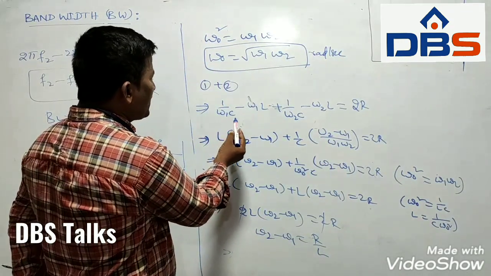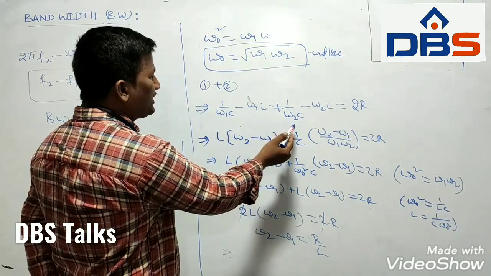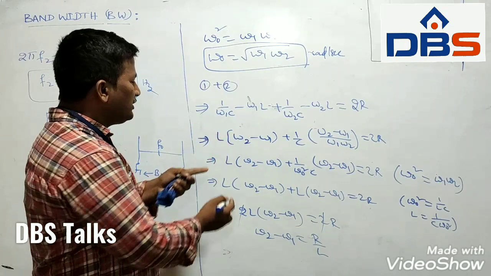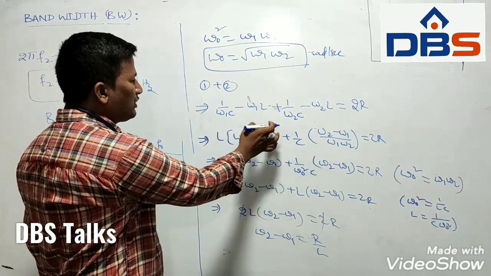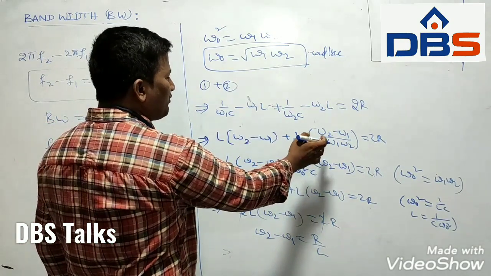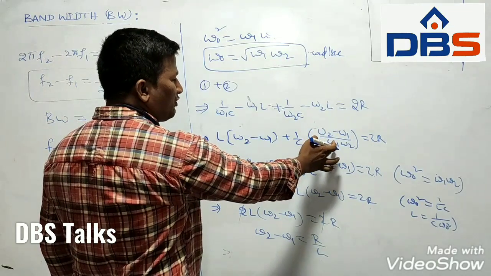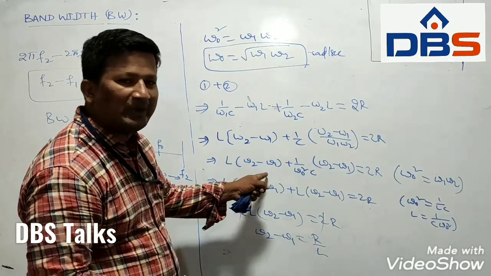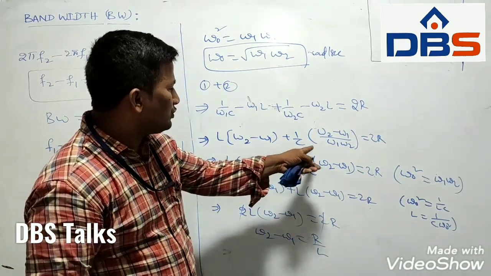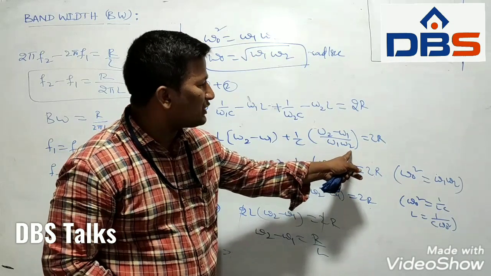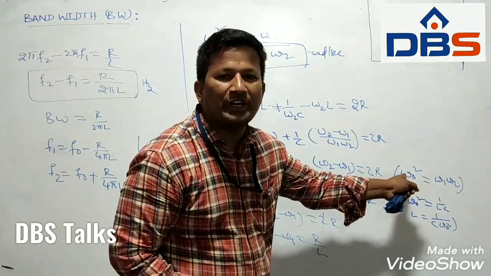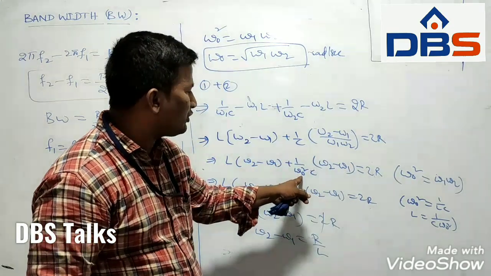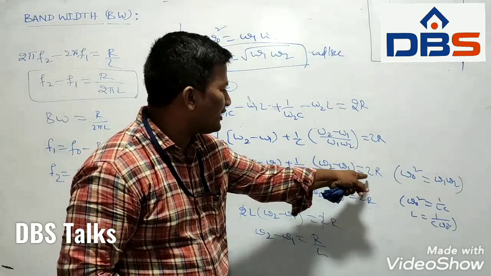So 1 by omega 1 c minus omega 1 l plus 1 by omega 2 c minus omega 2 l equal to 2r. Now take L and C as common factors. So L times omega 2 minus omega 1 plus 1 by c times omega 2 minus omega 1 by omega 1 omega 2 equal to 2r. Now we know that omega 1 omega 2 equals omega naught squared, so put omega naught squared in place of omega 1 omega 2.